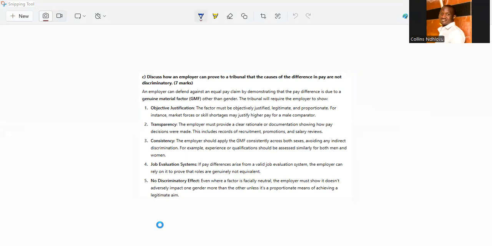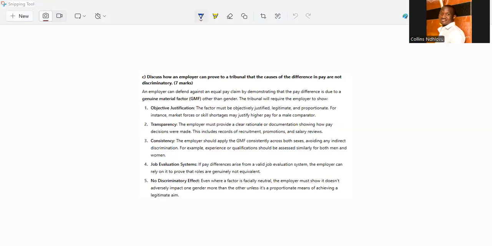When a worker claims they're not being given equal pay, the employer must also prove that the difference is not because of gender. So the employer should show that the difference is due to a genuine reason. In law, we call this a genuine material factor, GMF, which has nothing to do with either being male or being female. So there are some points that an employer can use to defend themselves in a tribunal during a legal hearing.